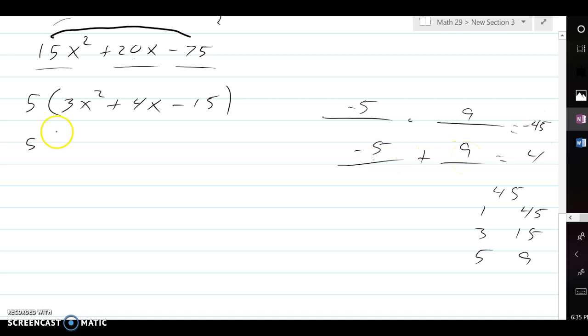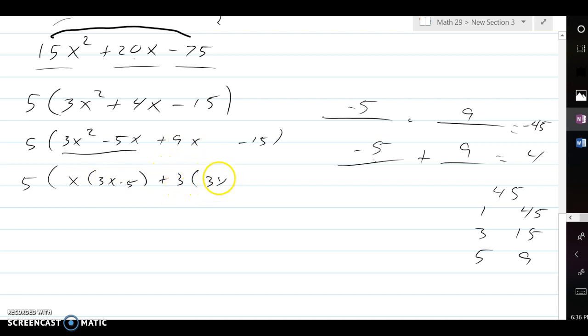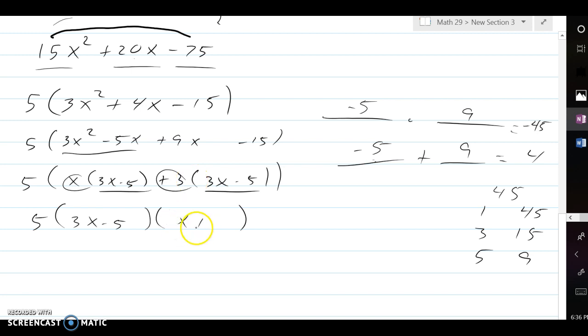And so I am ready to split apart the middle term. I'm going to call it negative 5x plus 9x. And now factoring by grouping will work. I'm going to pull out the x. And here I'm going to pull out the 3. And the 3x minus 5 is going to come out in front. And what's left is the x plus 3.